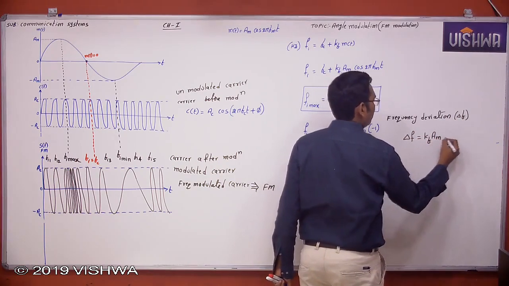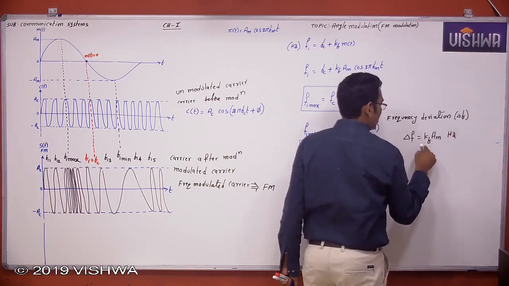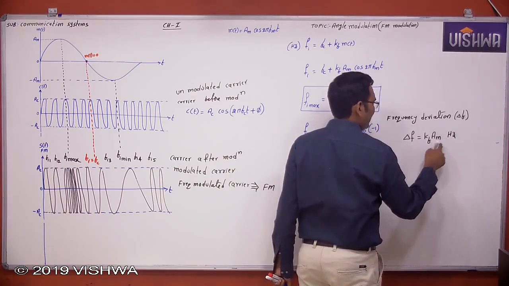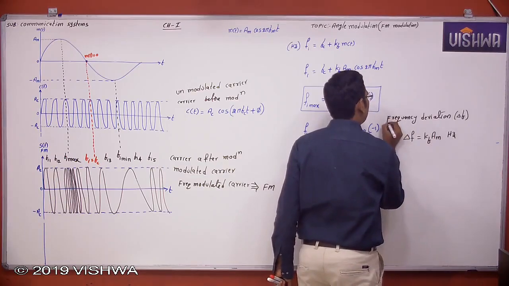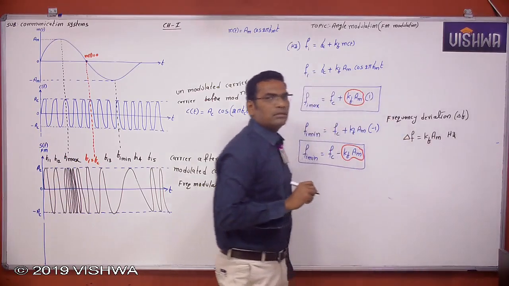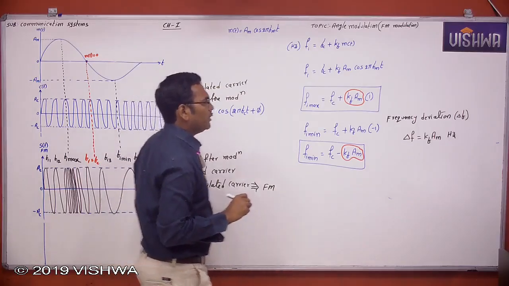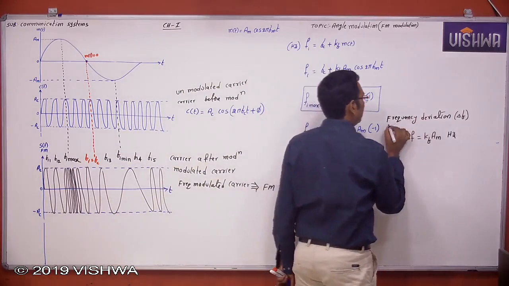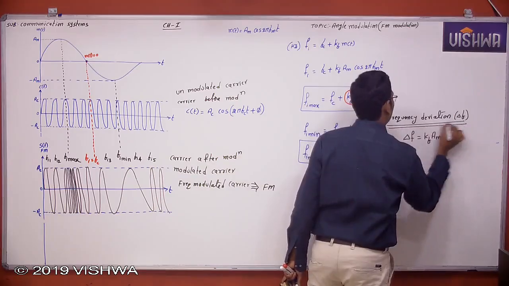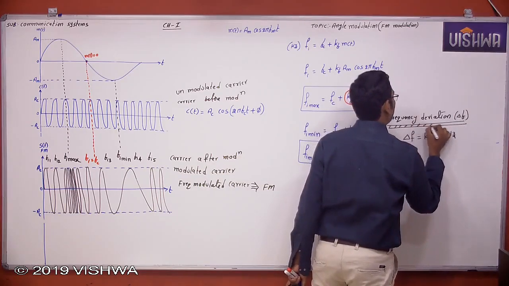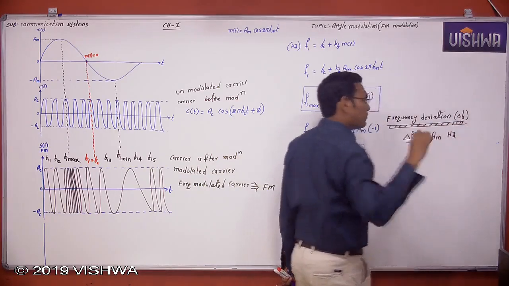What are the units? Hertz per volt into volt, the volts cancel, so the units are hertz. So this is the frequency deviation, Kf into Am, and this much amount of frequency is deviated after modulation.